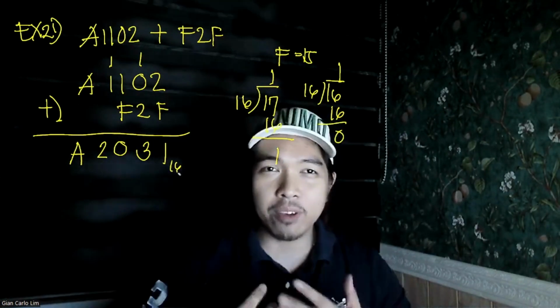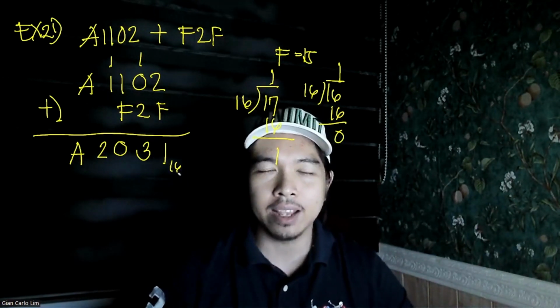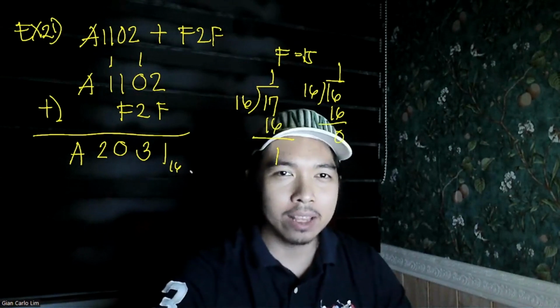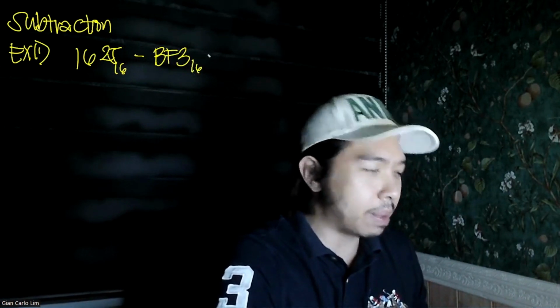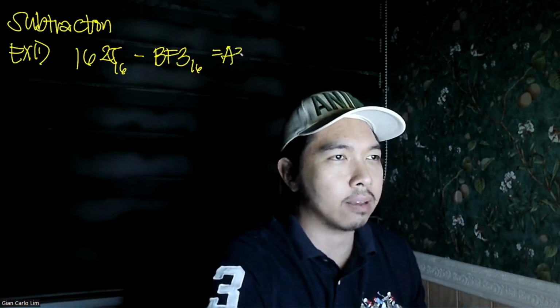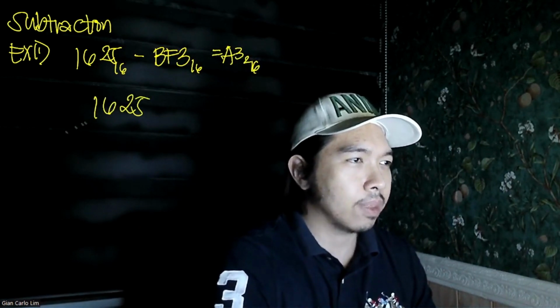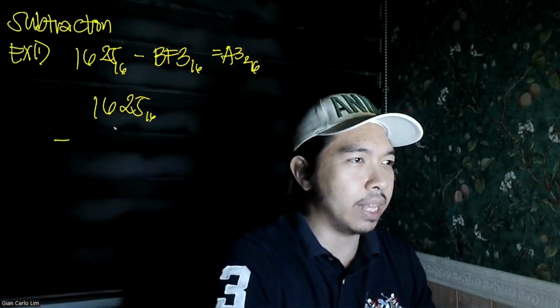Alright? What if we reverse the operation? Yung sum ngayon, i-deduct natin yung isa dun sa ating sum to get the other addend. So we should have subtraction naman. For subtraction, suppose baliktad natin examples natin for addition. So suppose we have 1625 base 16 minus BF3. Alam naman natin ang dapat maging sagot niyan ay A32, which is yung example natin kanina. So let's show the solution for this one. 1625 base 16, remember dapat pareho ng base, else hindi sila pwedeng i-operate.